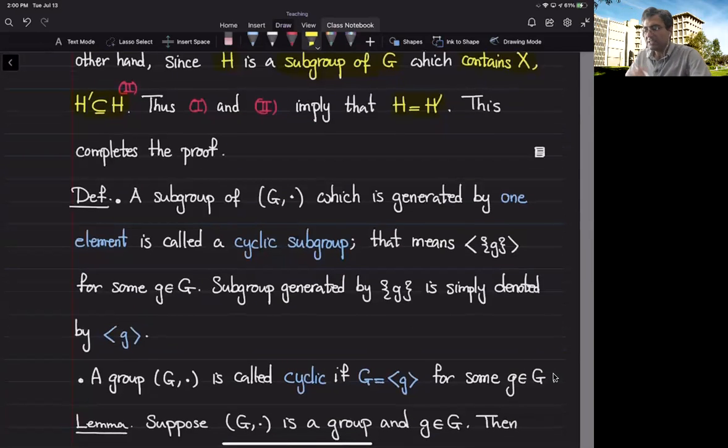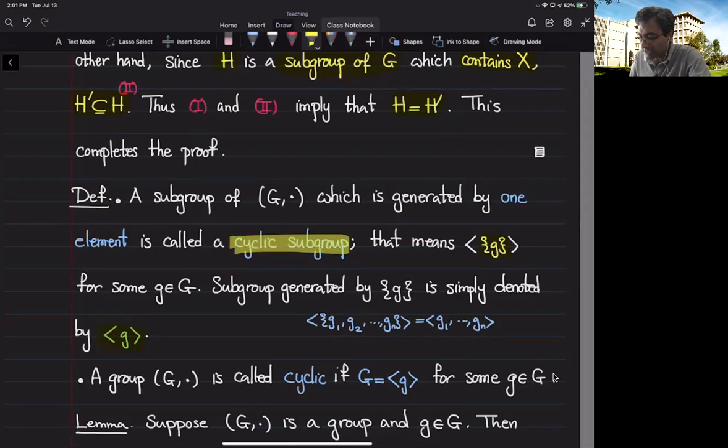When we start with a particular case, when the subset is finite, we often drop these curly brackets. Instead of writing the group generated by a bunch of elements g1, g2, gn, we often just write the group generated by g1, g2, gn with no curly brackets. In particular, if I give you a single element g, instead of writing the group generated by a set with only one element g, we simply write the group generated by g like this with no curly brackets. Okay? And such a group is called a cyclic subgroup. So a cyclic subgroup is a subgroup which is generated by a single element.